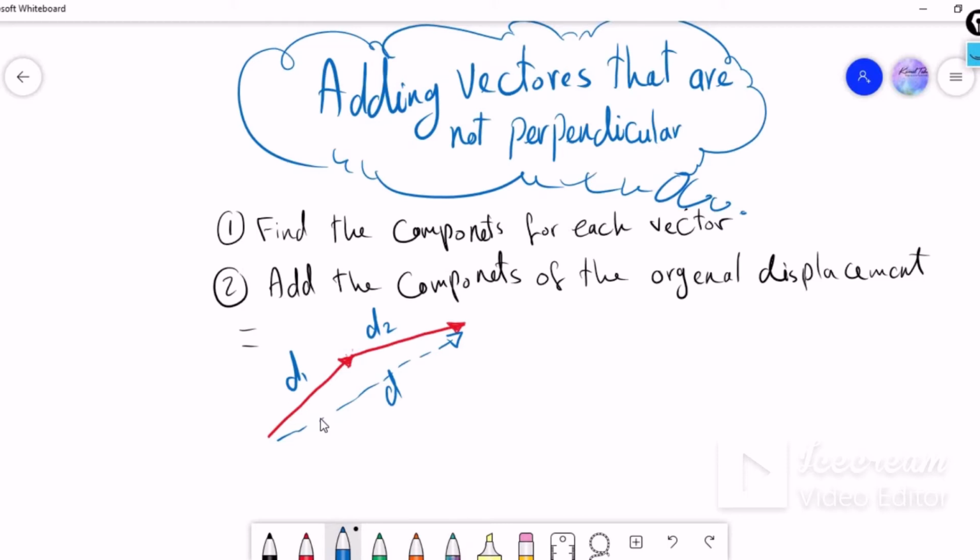Now we will find the components for each vector, and after that add them together. Here we take the components for this one. It will be like that and like that. Suppose that's x1 and that is y1. Also we will find the components for this one. It will be like that and like that.